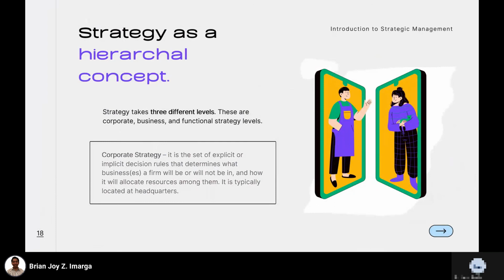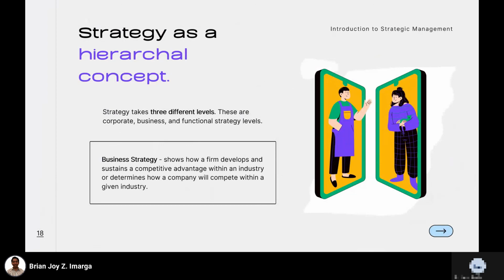Second is the business strategy. It shows how a firm develops and sustains a competitive advantage within an industry or determines how a company will compete within a given industry. It is a series of competitive steps and activities that a company employs to attract customers, compete effectively, improve efficiency, and meet organizational objectives. In other words, it is a set of detailed collection of strategies, activities, and objectives that spell out how a company can succeed in a specific market or markets with a specific product or set of products or services.